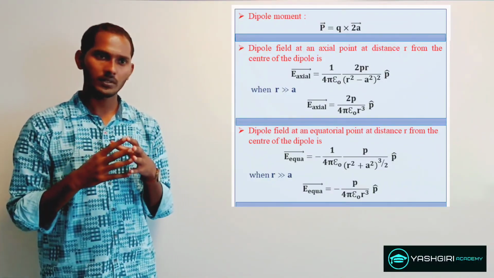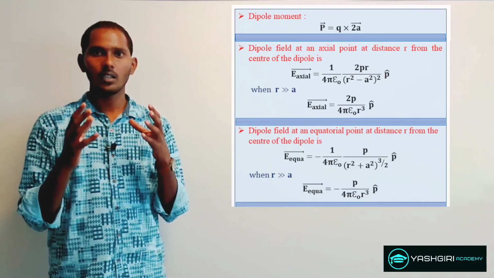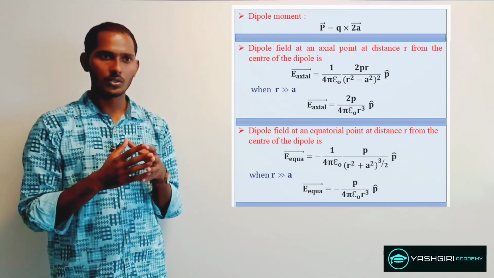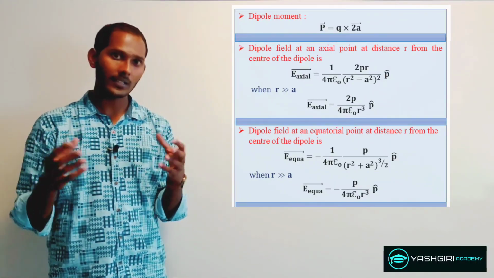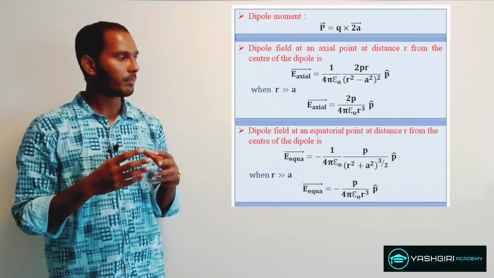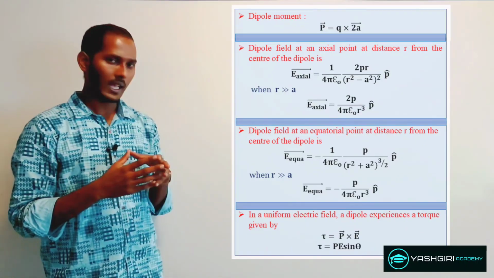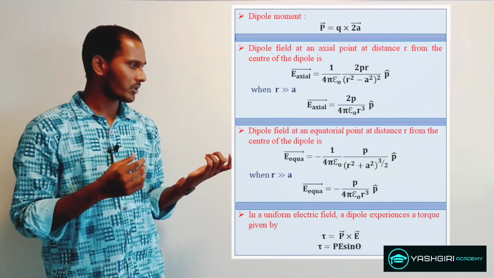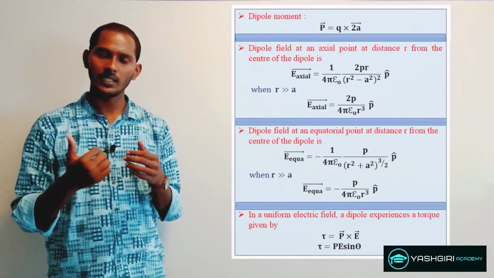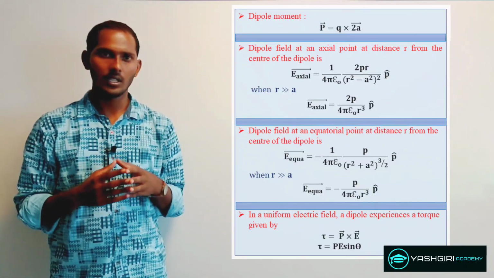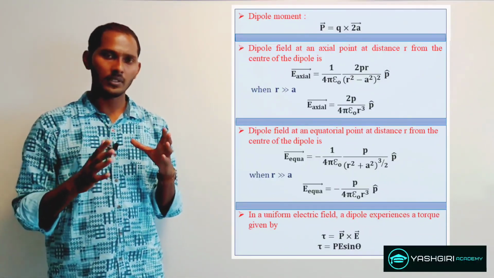We also looked at what happens when you place an electric dipole in a uniform external electric field. Basically torque will come into the picture, and if you want to calculate the torque acting on the electric dipole, we have a relation, vector P cross vector E, which I can write as the magnitude of P and E into sine theta, where theta is the angle between the dipole moment and the electric field. So these are the few points that you need to remember from this session.